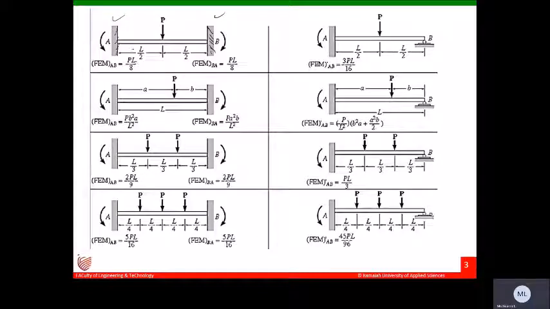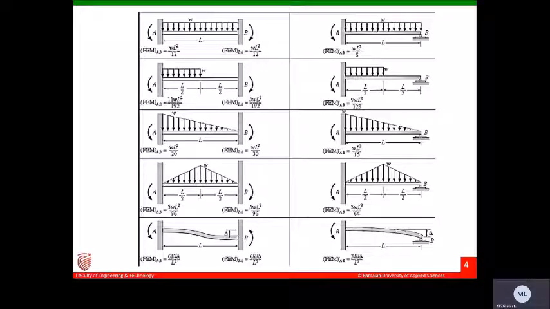the fixed end moments will be minus WL by 8, and this will be plus WL by 8. MF of BA will be plus WL by 8. Similarly, if unsymmetrical loading is there, the fixed end moment will be W A B square by L square, and similarly W A square B by L square. Similarly, this is for a fixed beam with 2-point loads.